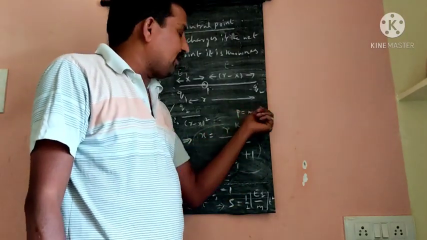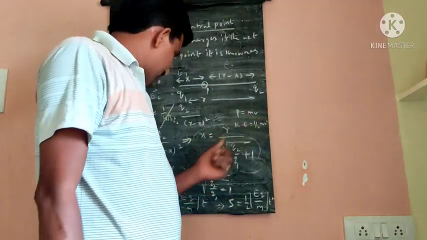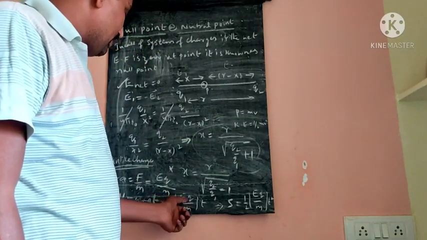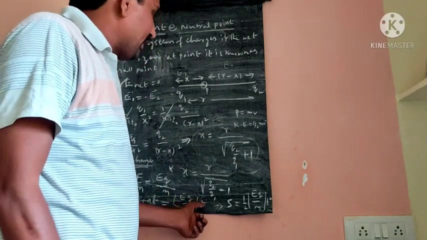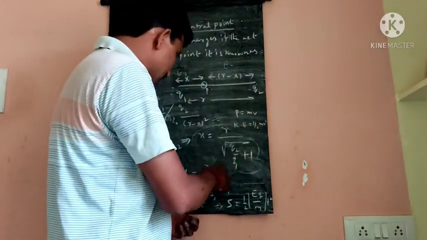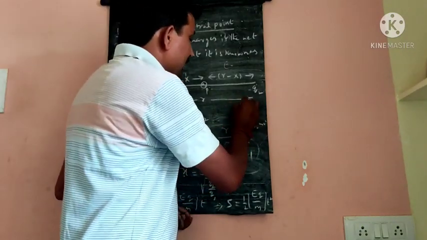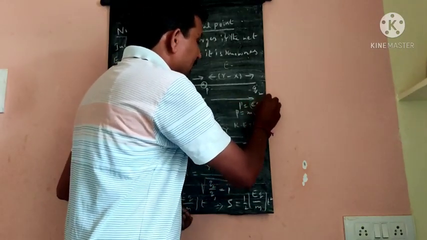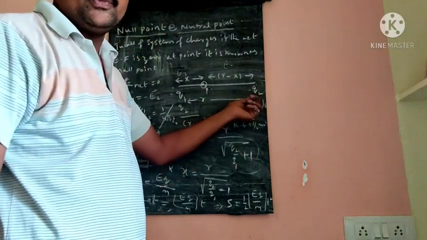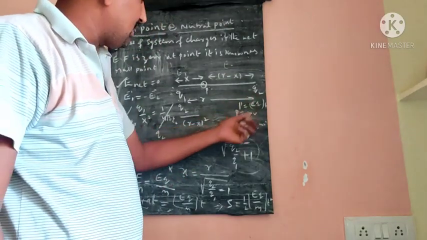p is equal to mv. We know that v is equal to Eq by m into t. Here the m's get cancelled. p is equal to Eq into t. So this is the momentum. We can find out the momentum of the positive charge.